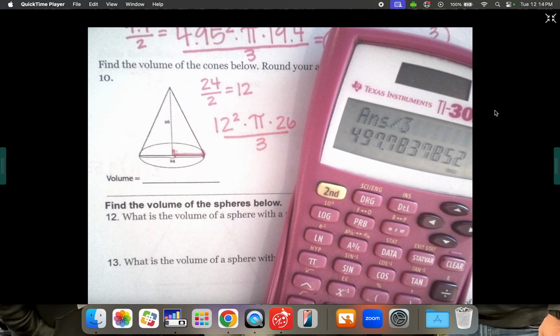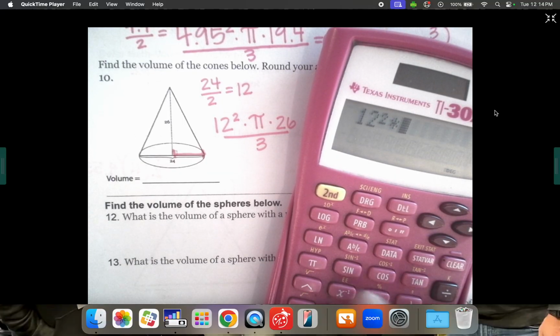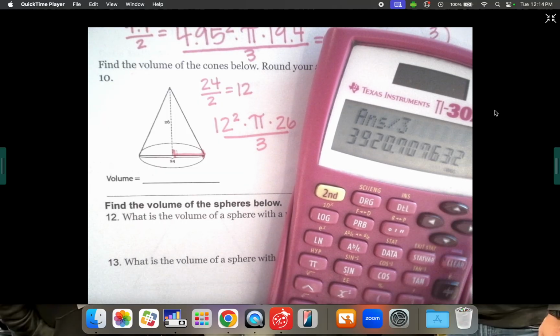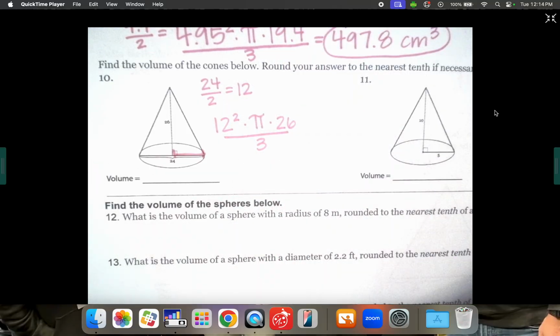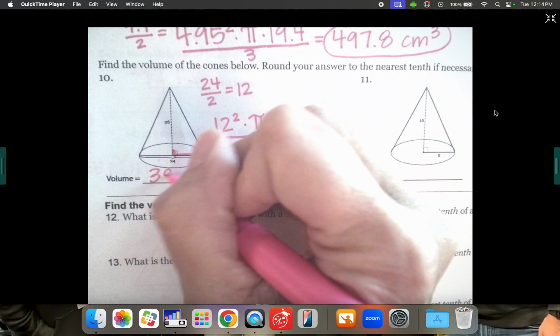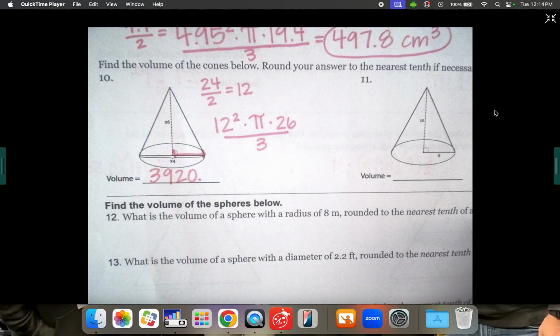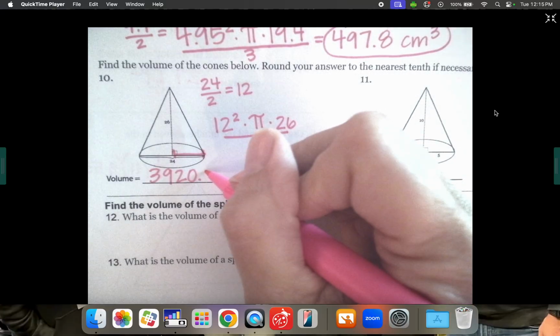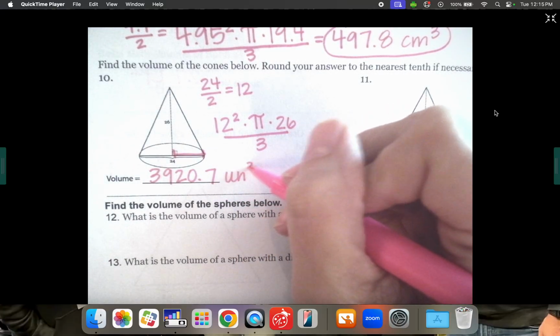All right, 12 squared times pi times 26 equals, divided by 3, equals 3,920.7. All right, and I don't know the units, so we're just going to say units cubed.